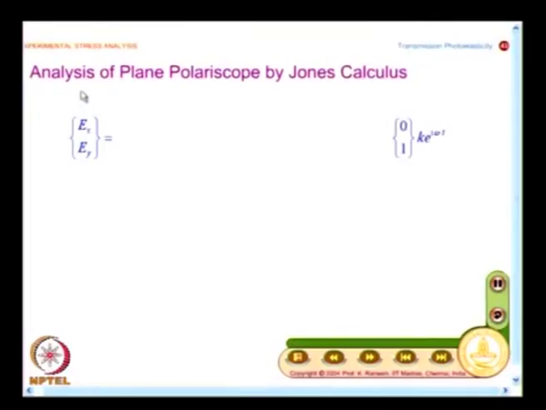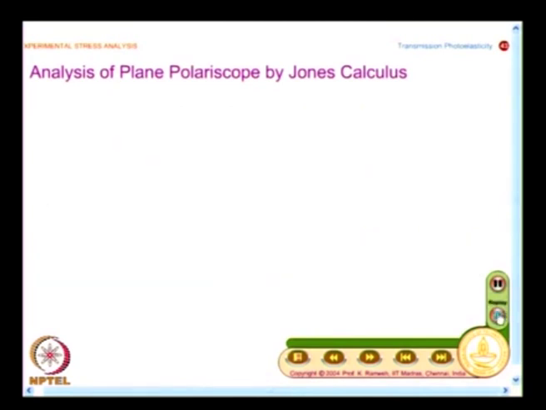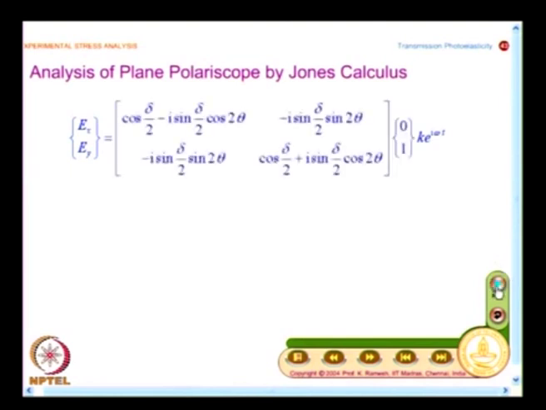So, we are going to do the analysis of the plane polariscope by Jones calculus, and I will repeat the animation. You will see here, my interest is to find out the light vector Ex and Ey, and I would also write this starting from the right. First I will say this is the light impinging on the model. So, I will put k e power i omega t first, then I look at the first optical element. The first optical element here is the polarizer, and we have already seen how to represent the polarizer. I will simply put 0 and 1.